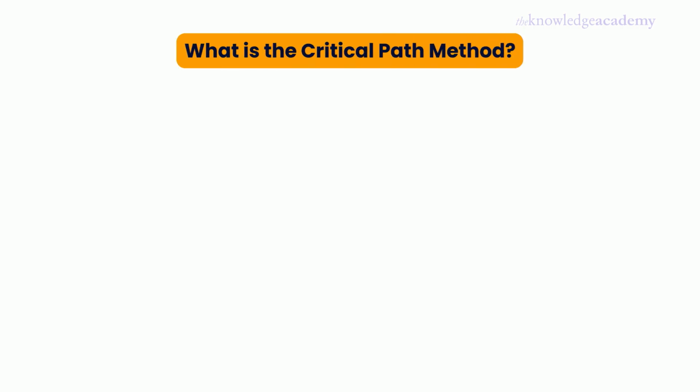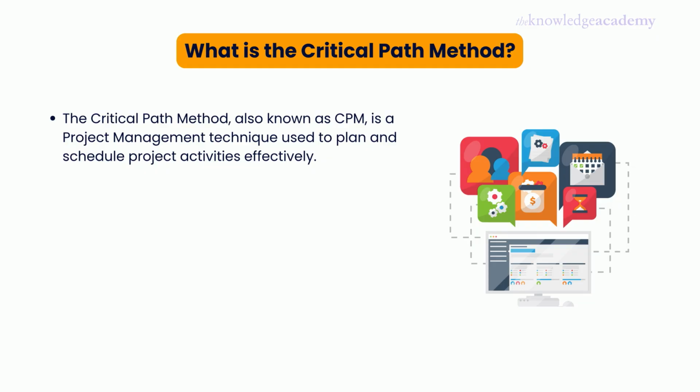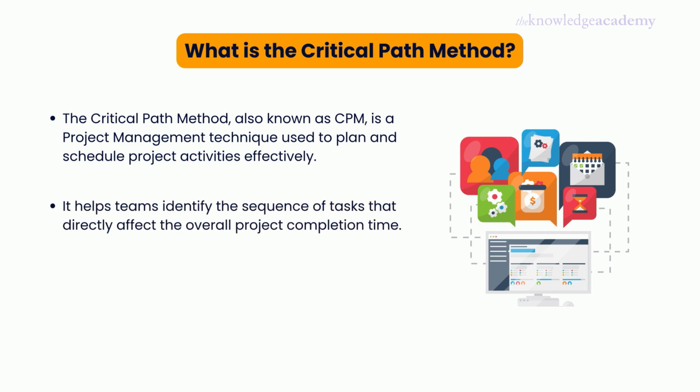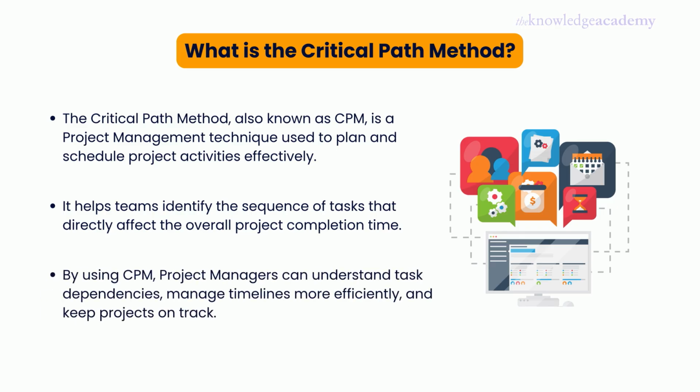1. What is the critical path method? The critical path method, also known as CPM, is a project management technique used to plan and schedule project activities effectively. It helps teams identify the sequence of tasks that directly affect the overall project completion time. These tasks are called the critical path because even a small delay in them can delay the entire project. By using CPM, project managers can understand task dependencies, manage timelines more efficiently, and keep projects on track.